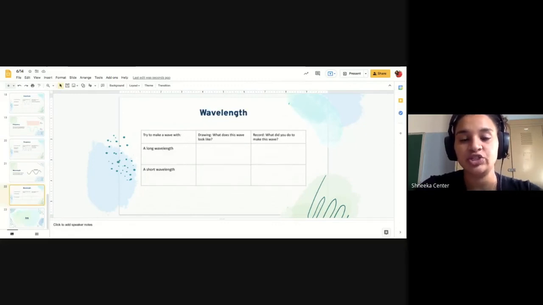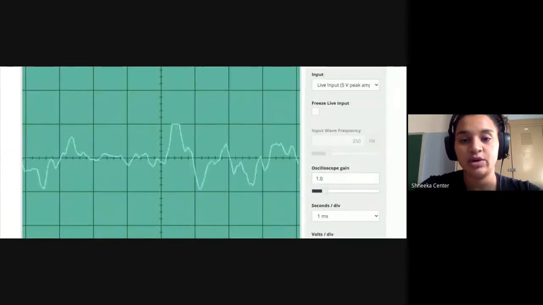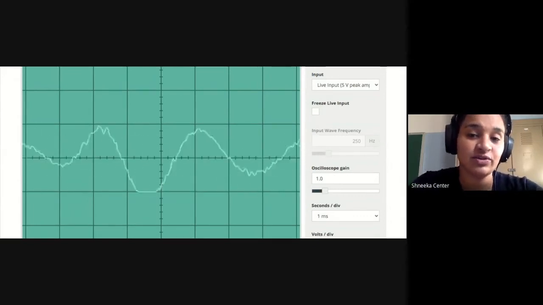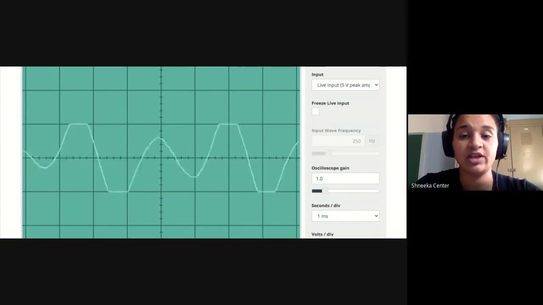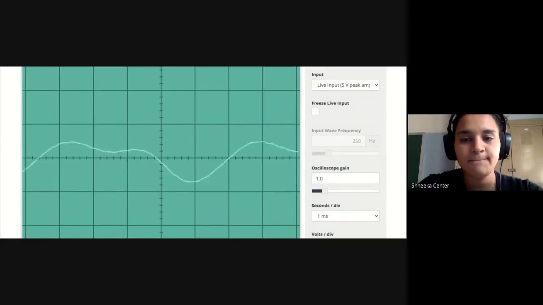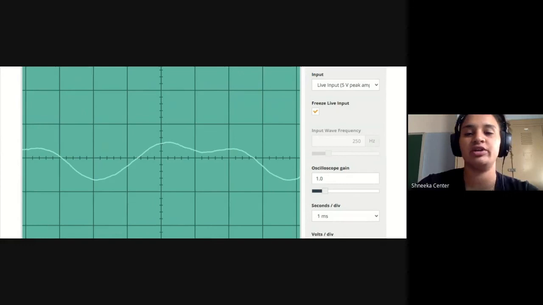For wavelength, we're going to try to create a wave with a long wavelength and a short wavelength. So let's go back to our oscilloscope, unfreeze, and then we're going to play around with our voice like we've been doing to see what we can do to make a wave with a long wavelength and a wave with a short wavelength. So I think I'm going to have to hold my sounds out really long. Let's see. Oh, there we go. That one looks pretty good. So this is a wave with a long wavelength.